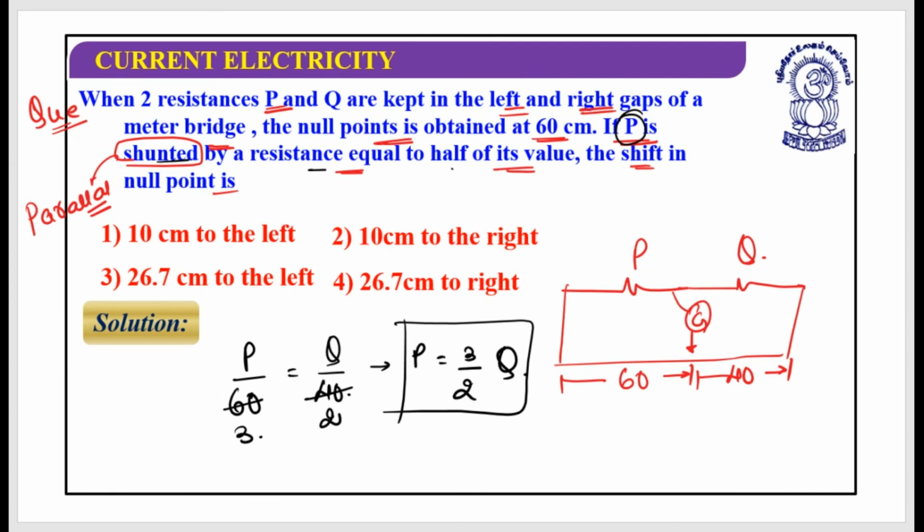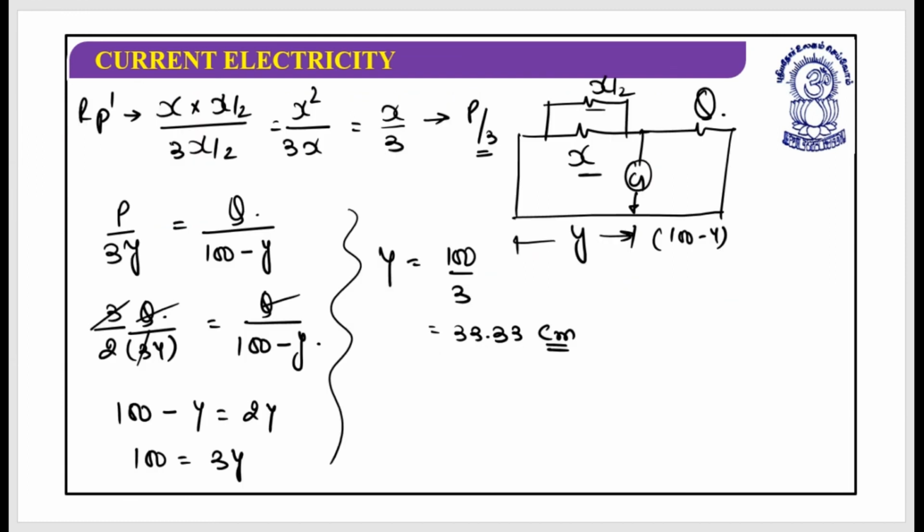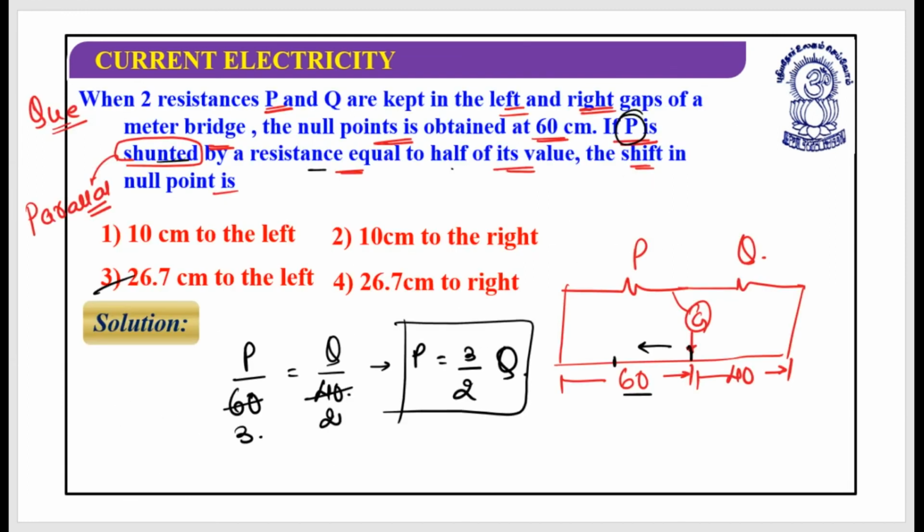So initially it was at 60, now it is at 33. 33 would be somewhere here. So it has been shifted in this direction. And how much has it been shifted? It's 60 minus 33, which is 26.7 centimeter to the left. I hope this is clear. Is it clear? Are you sure? Can you do this kind of question? Great. Let's look at the next question.